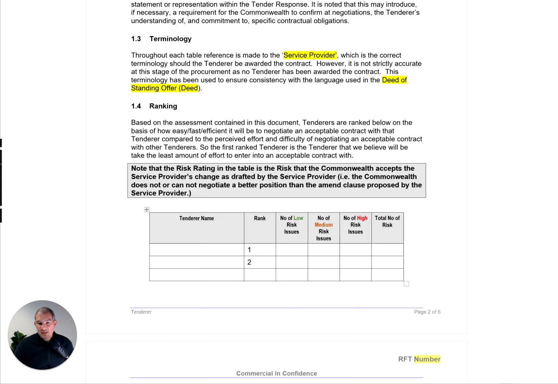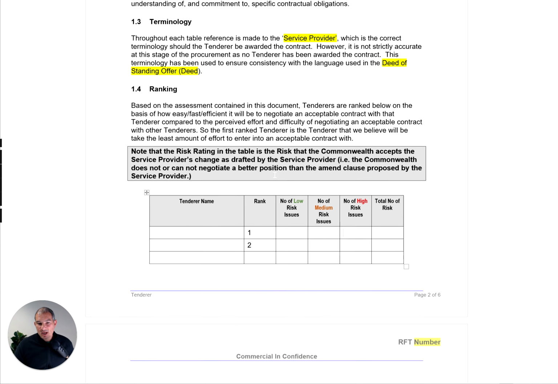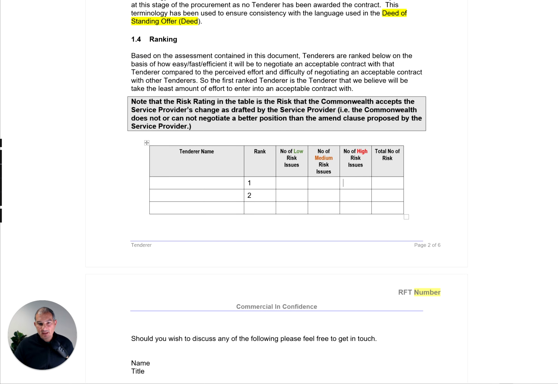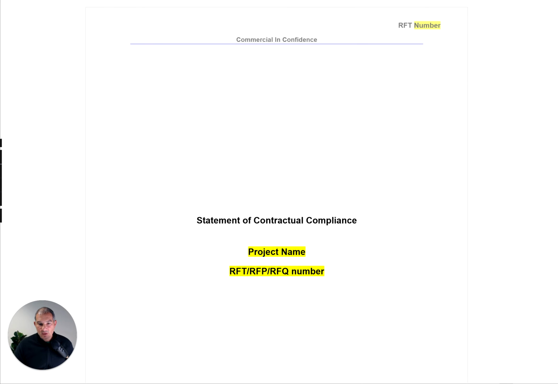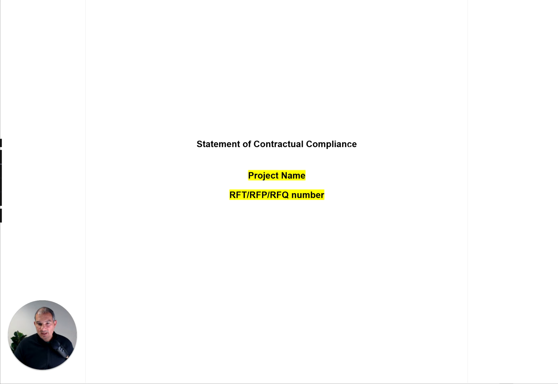Now, really, the tender ranking doesn't do much, except that, for my mind, it helps populate the evaluation report. But it's just one of the factors that goes into the mix to determine who actually ends up being the successful tenderer. So anyway, that's what I like to do with statements of compliance. We like to make them as practical and as useful as possible.